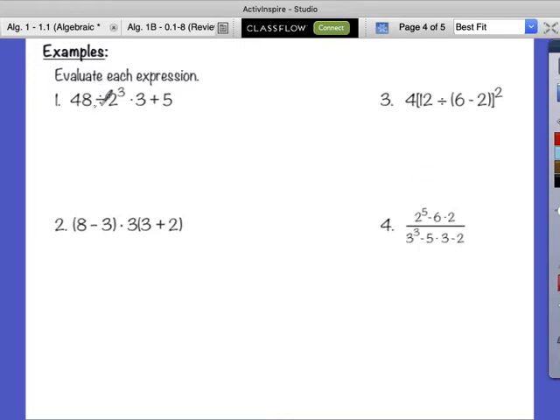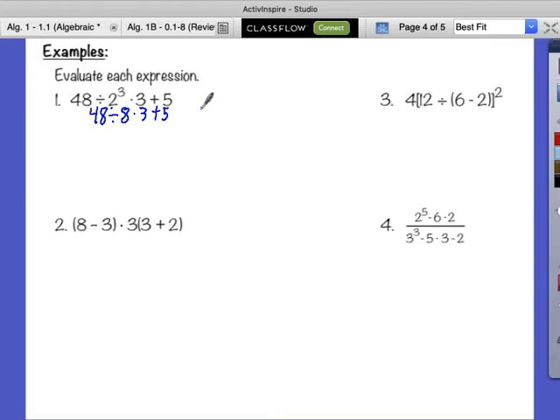So we don't do 48 divided by 2, we do 2 cubed. And what is 2 cubed? 8. So what I'm going to do next is rewrite everything else. 48 divided by hasn't been touched yet. 2 cubed becomes 8. Times 3 hasn't been touched yet. Plus 5 hasn't been touched yet. If you look here, the only thing that changed was we took care of the exponent. 2 cubed became 8, so we replaced it. All the other numbers and operations stayed the same.